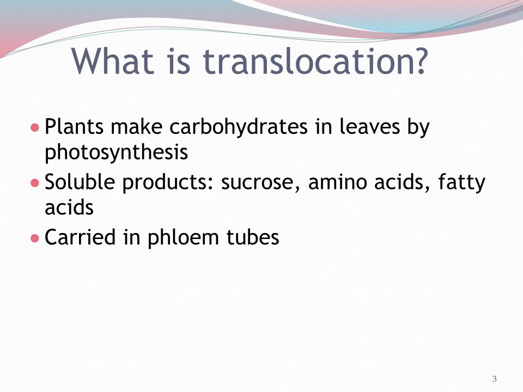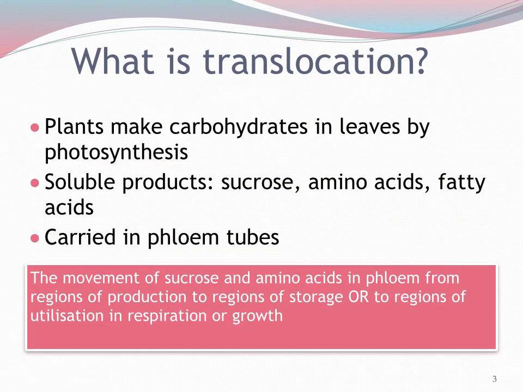So what is the definition of translocation? This is the movement of sucrose and amino acids in phloem from regions of production to regions of storage or to regions of utilization and respiration or growth. So the regions of production would be like your leaves, and the regions of storage would be like in the roots or tubers. Plants also need these products at the shoot tip for growth.